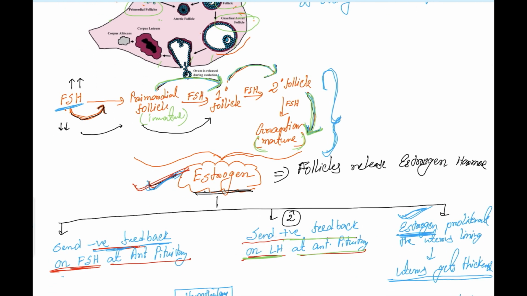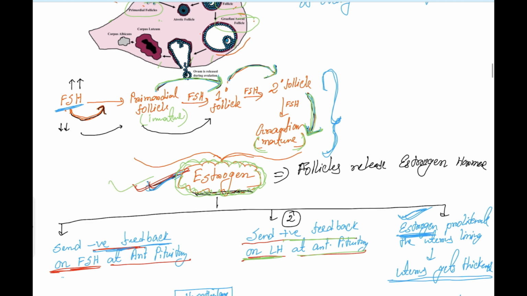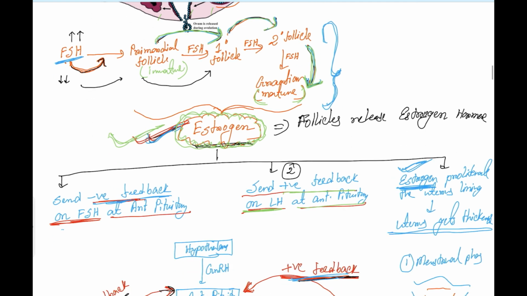After that, what will they do? They will secrete estrogen. This estrogen has very important functions in the follicular phase. So if I ask you which hormone has a crucial role in the follicular phase, the second phase of the menstrual cycle, your answer will be estrogen. You should not have any doubt regarding that. Your answer will be estrogen hormone.